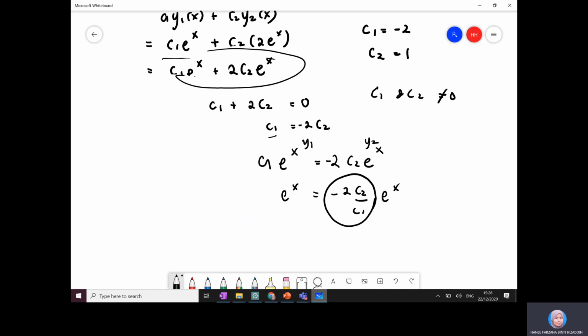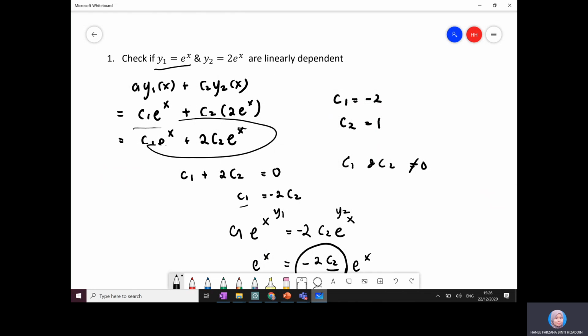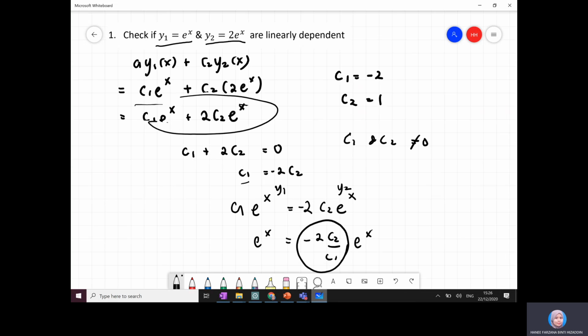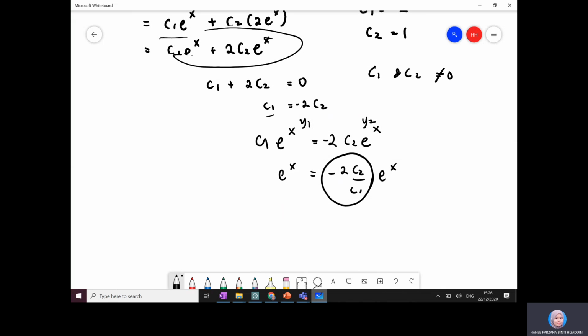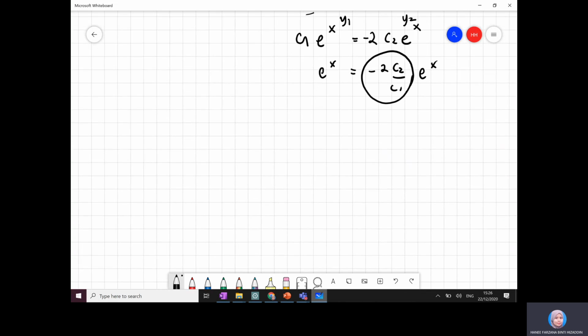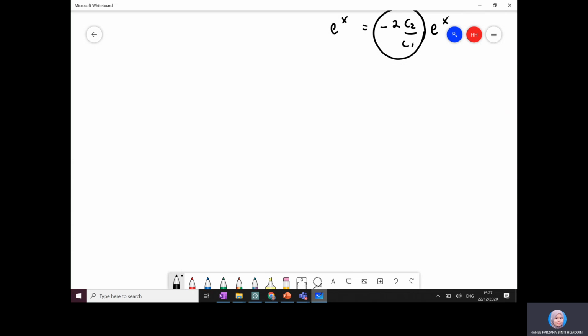So that's why we say that in this case, y1 equals e to the x and y2 equals 2 times e to the x are actually linearly dependent. So yeah, we don't want that in our solution for a second order ODE. What we want are two solutions which are linearly independent.